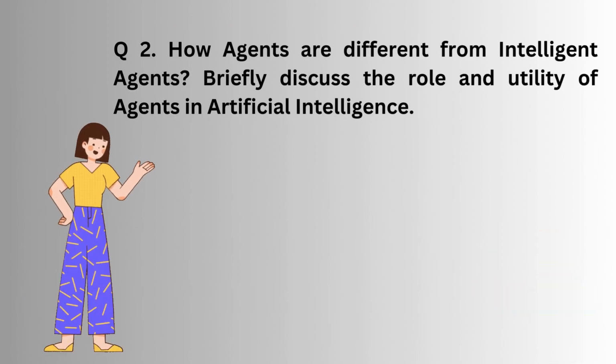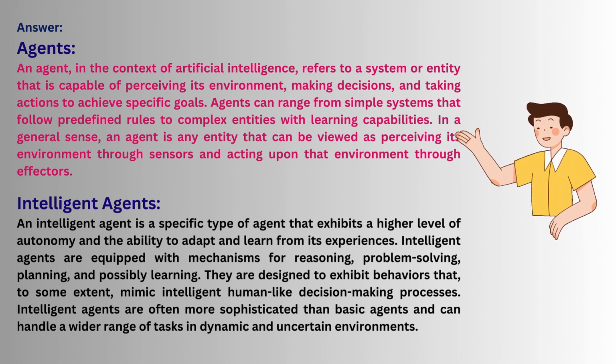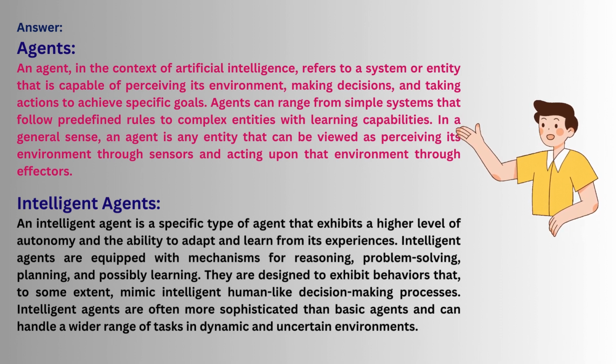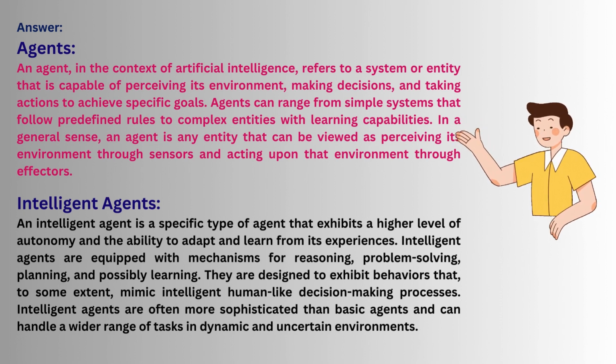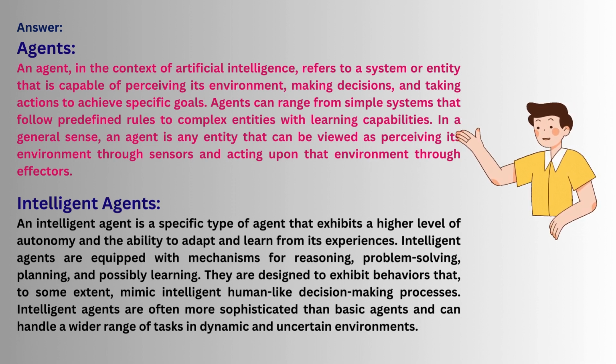Question 2. How are agents different from intelligent agents? Briefly discuss the role and utility of agents in artificial intelligence. Answer: Agents. Agents in AI are entities capable of perceiving their environment, making decisions, and taking actions to achieve goals. They vary from rule-based systems to those with learning capabilities. Generally, an agent perceives through sensors and acts on its environment through effectors.